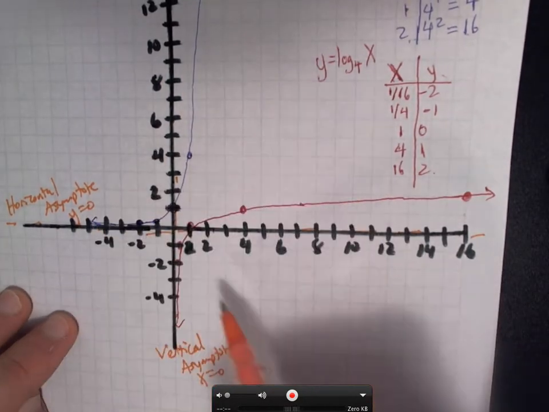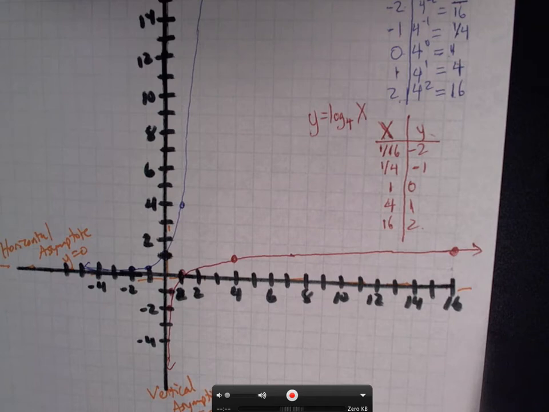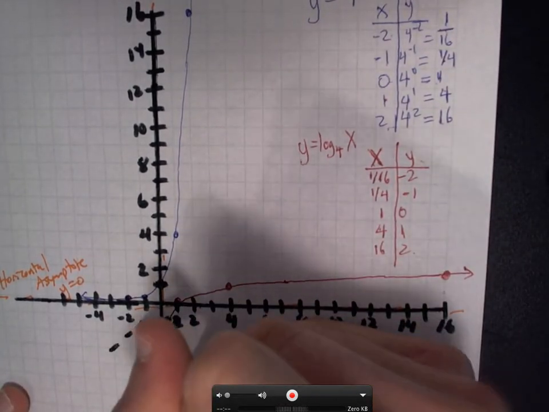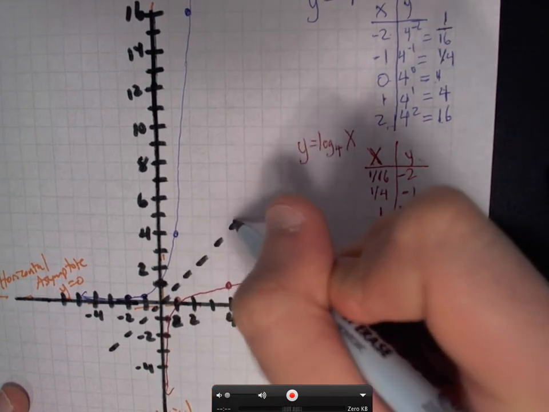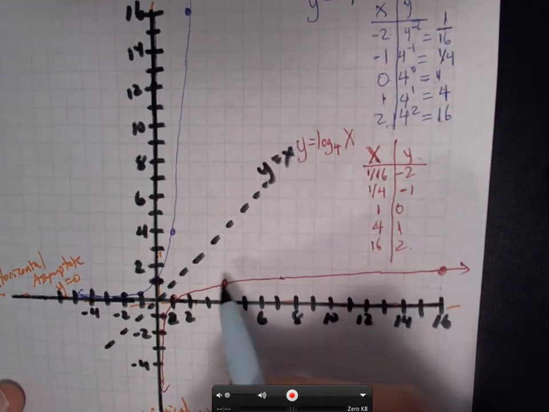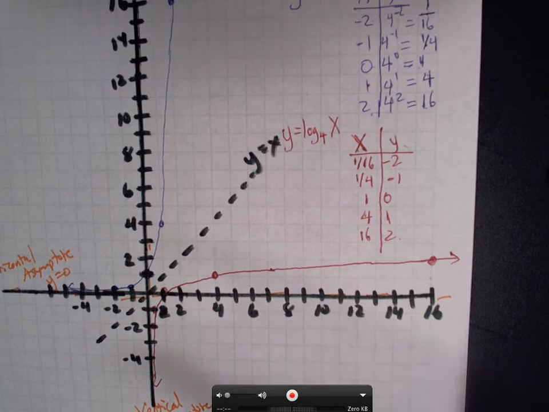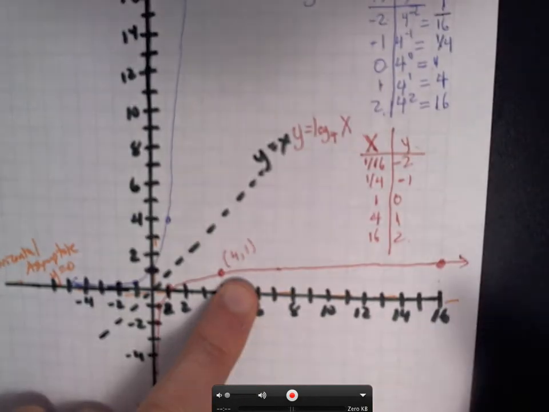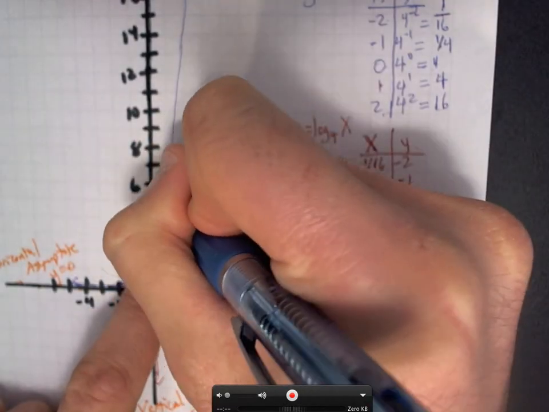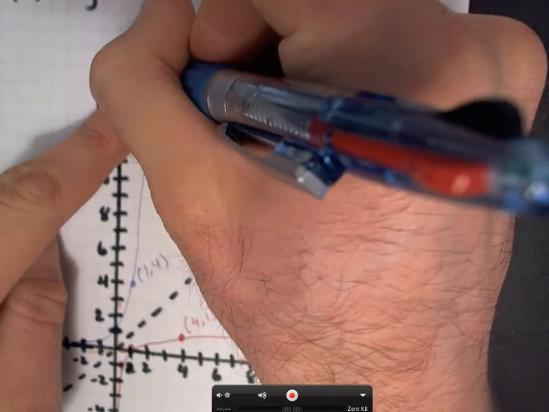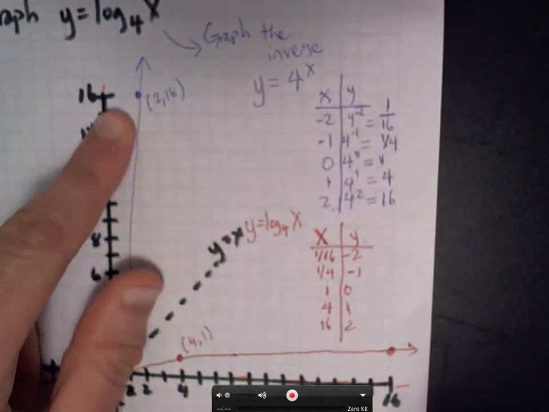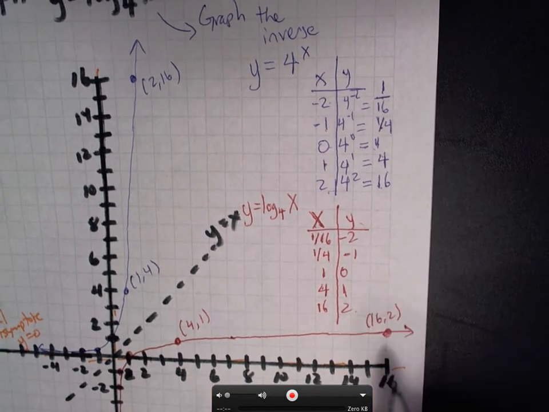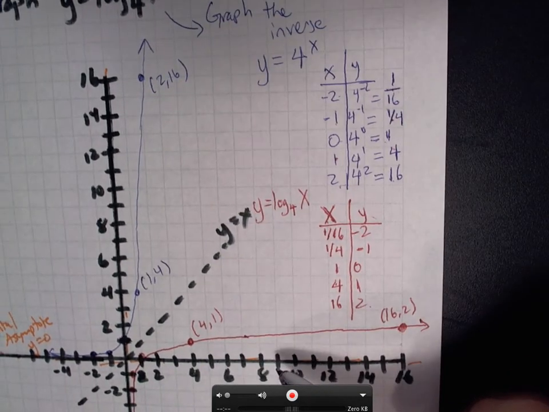You don't really even have to look at this one, but it helps to see because remember, inverse functions are simply reflected over this y equals x line here. Right? They're just reflections of each other. We could see that if we label some of our points. We have 4, 1 here, and then over here we had 1, 4. Up here we have 2, 16, and over here we have 16, 2. They are just inverses of each other.